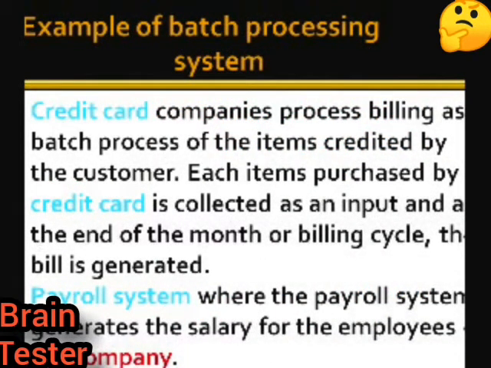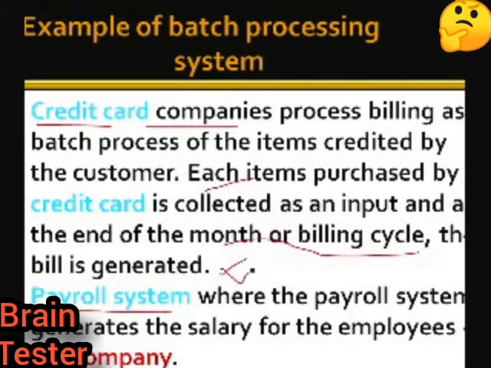Okay, examples of batch processing system. What is an example? Here, credit card and payroll systems are given. Credit card companies process billing as a batch process of the items charged by the customer. Each item purchased by the credit card is collected as an input, and the output is that at the month's or billing cycle's end, the bill is generated.